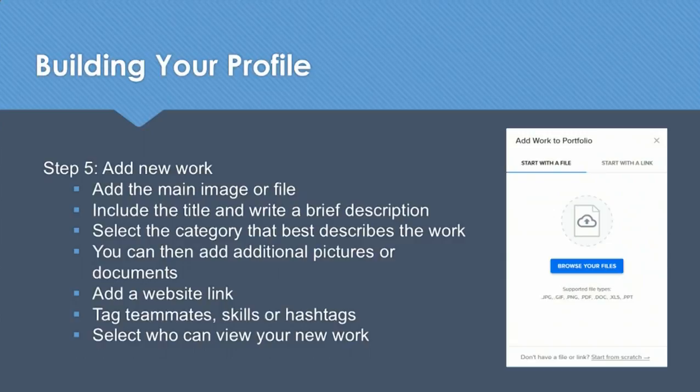Select the category that best describes the work. This will typically be the industry. You can then add additional pictures or documents to really showcase your work. You can also add a website link. You can tag teammates, skills, and hashtags. Remember, if you're tagging a teammate, it's always important to first ask if it's okay to tag them. You can also select who can view your new work. You can choose from anyone to maybe just those connections in your network. Or maybe right now you want to keep it just for yourself and you'll change that so everyone can see it later.